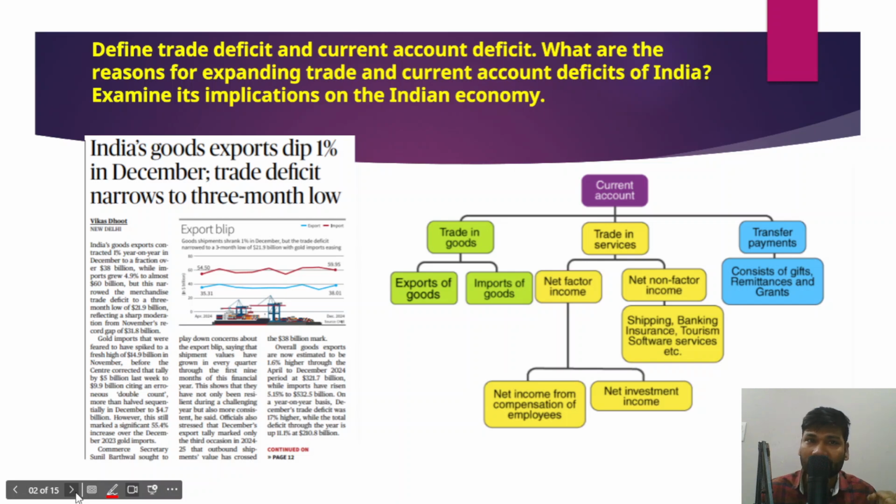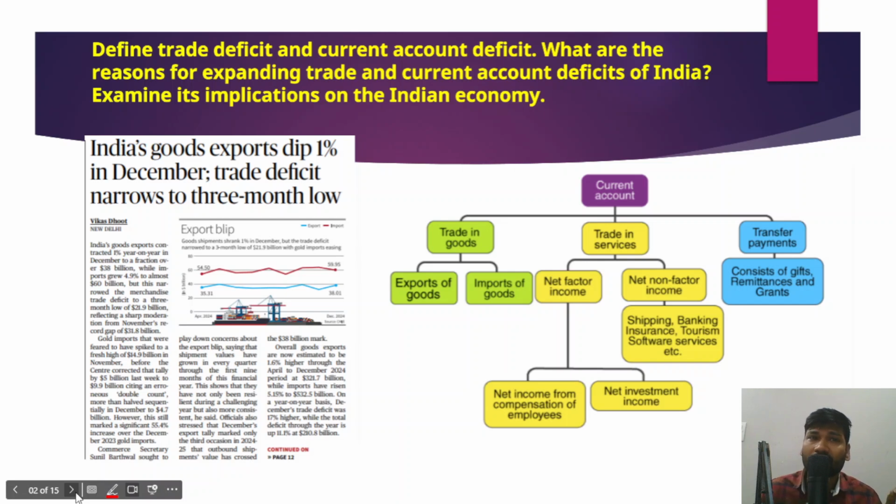So the mains practice question today is about the widening trade deficit and current account deficit in India. Based on this, we'll have one question and we'll also understand some reasons for the trade deficit or the current account deficit, and what would be the implications and how we could actually come out of this trade deficit, and that is also very important.